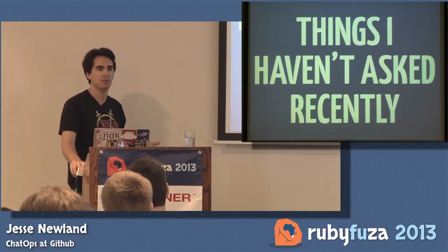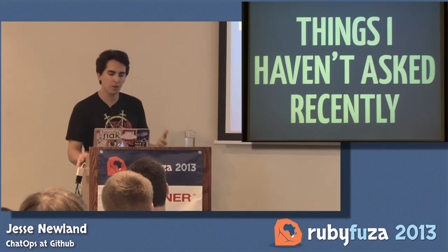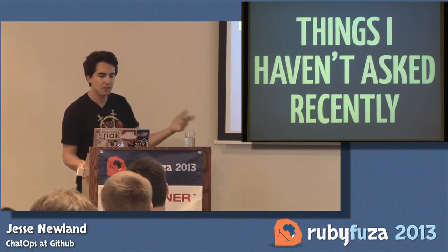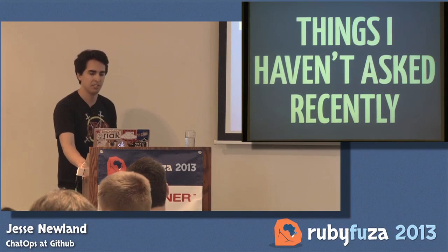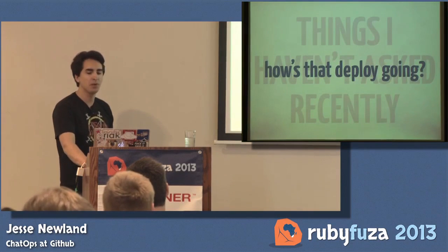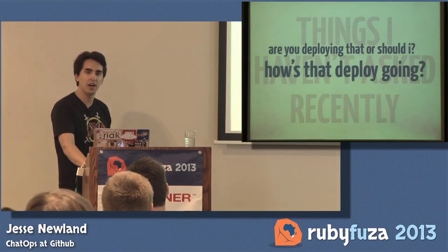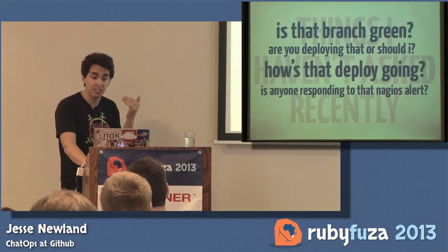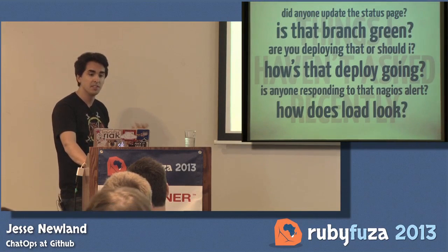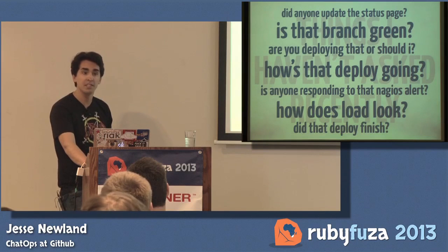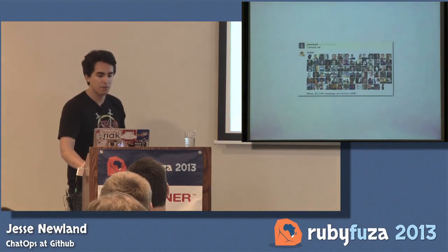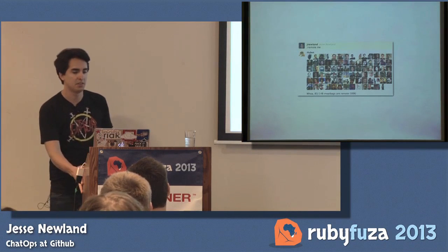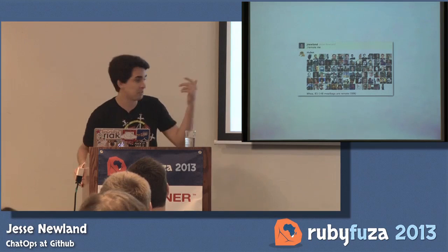Because we have this natural flow of work that happens in Campfire along with our normal discussion, there's lots of things that I haven't had to ask anyone recently. How's that deploy going, right? Are you deploying that, or should I? Is anyone responding to that Nagios alert? Is that branch green? How does load look? Did anyone update the status page? Did that deploy finish? And with 83 out of 148 employees not in the San Francisco Bay Area at any given moment, that's just what it was yesterday.